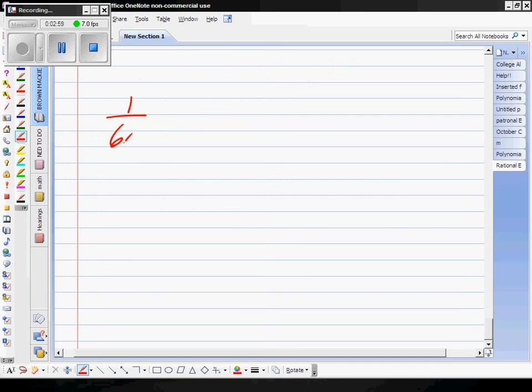I have 1 over 6x squared equals to 1 over 2x plus 7 over 6x squared. Okay, so the first thing first is we must find the LCD. In this case, we see that the highest number of x's that we have, compared to all three, is 2. And then the highest number that they all can multiply to compared to all three will be 6. So my LCD will be 6x squared. So we take this 6x squared and we multiply it by everything.